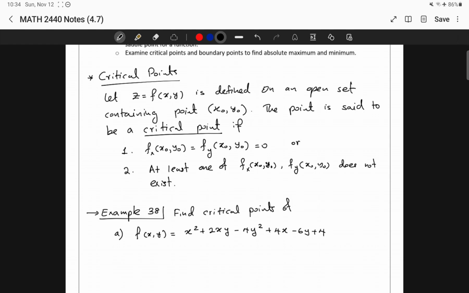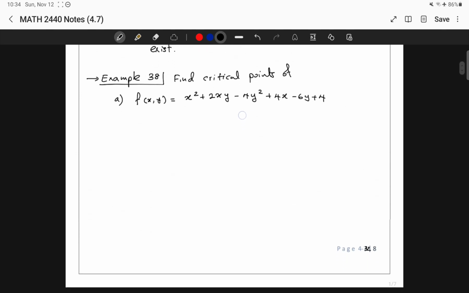Okay, so the way to find critical points is you find its partial derivatives and check the places where it does not exist. So those are critical points. Then make both of them equal to 0 and find x0, y0. So you have to do both. Now let's look at an example.